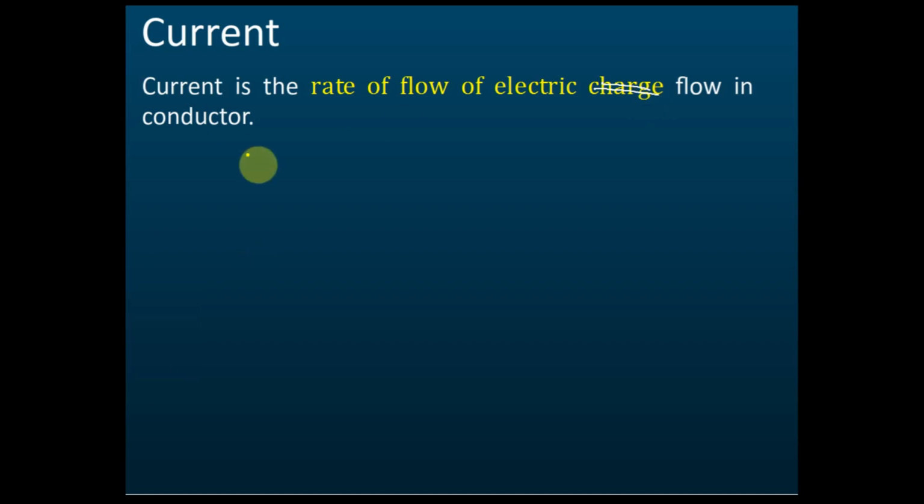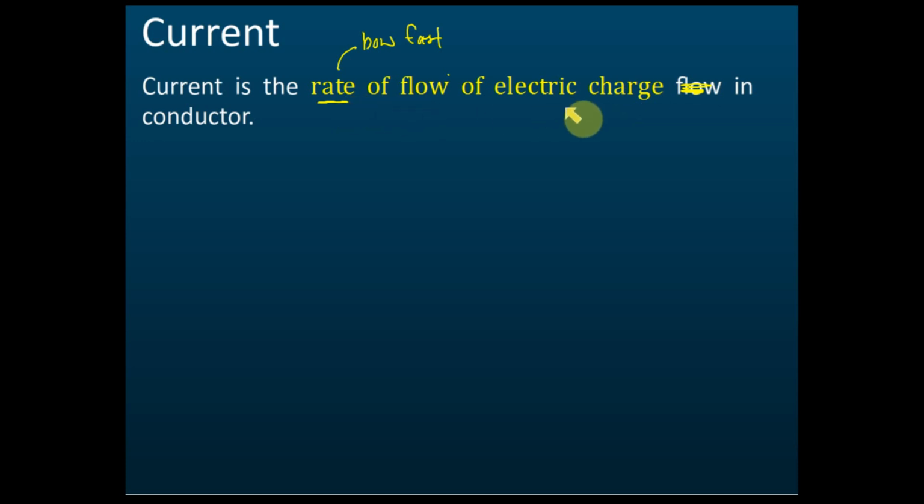Now, if you still remember, in physics or in chemistry, when we talk about rate, what does it mean? It means how fast. How fast the change occurs, right? So current is the rate of flow of the electric charge in conductors.